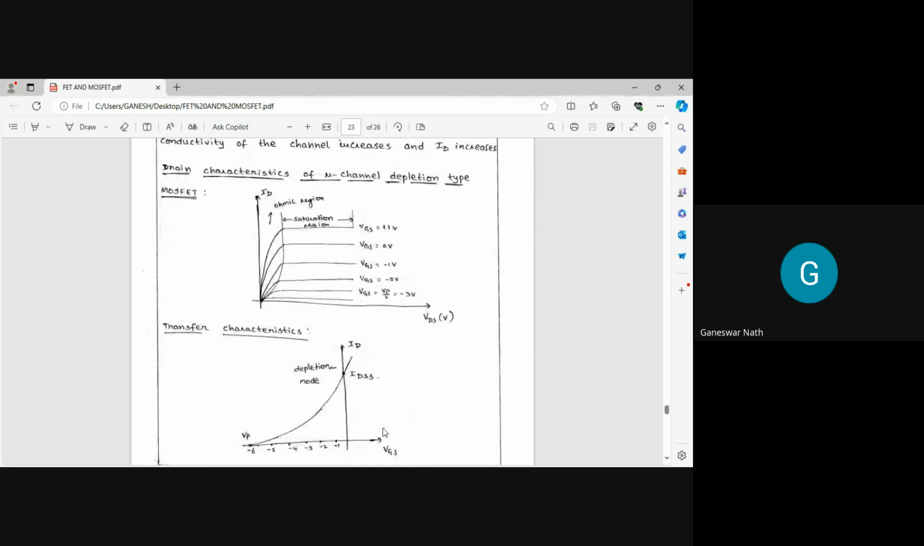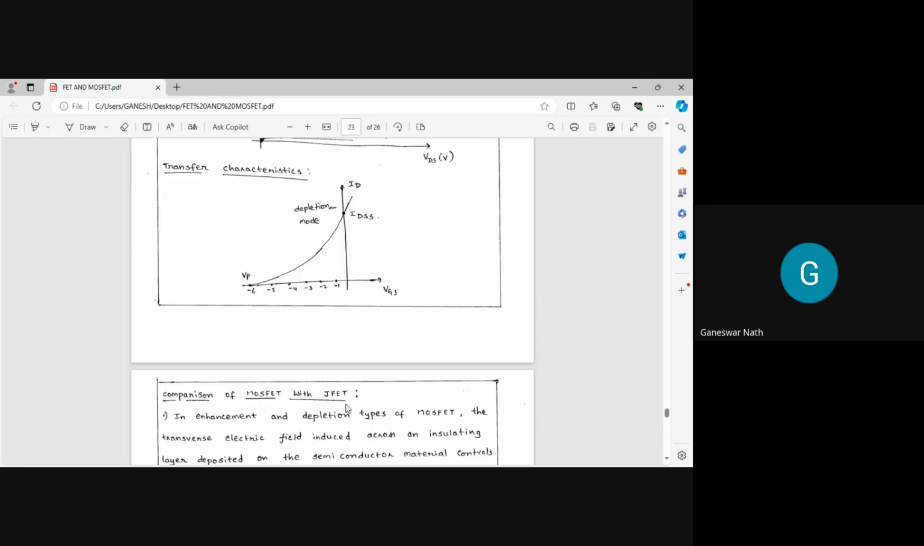Similarly, we can also draw the transfer characteristics. The drain current also goes on increasing, because when you increase VGS negatively towards zero, the drain current also increases and has a maximum value at zero voltage here. Okay, then a comparison of the MOSFET with the JFET.